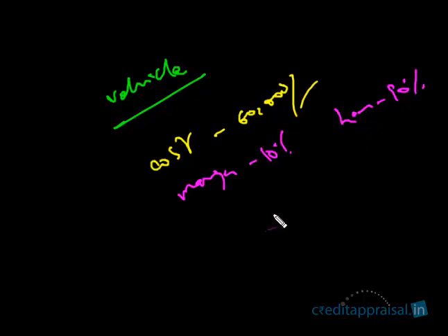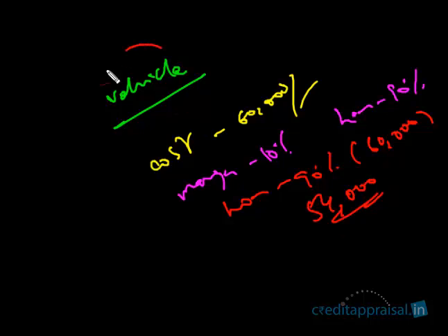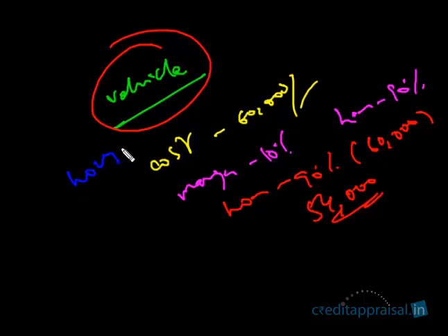So this is a very clear-cut scenario. Immediately we can say what the loan amount is. The loan amount is 90% of this 60,000, that is 54,000. So this is simple. When the asset is single, the case is very simple. It could be a vehicle or a house, it could be any single asset.